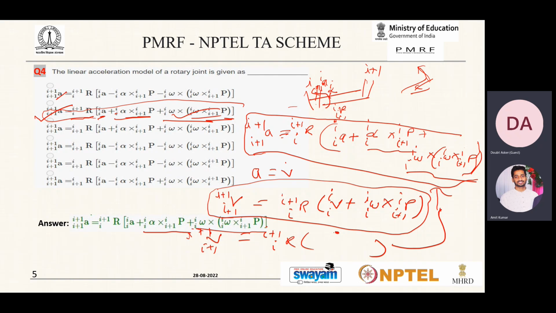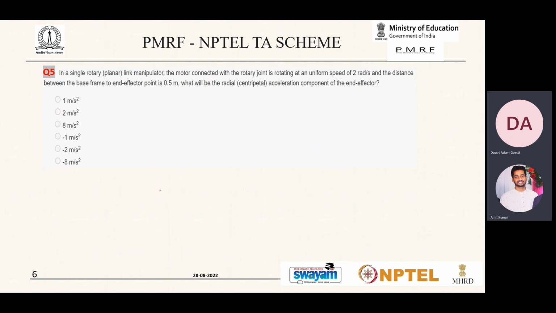Now let us move to the next question, which is about a single rotatory planar link manipulator, where the motor connected with a rotatory joint is rotating at a uniform speed. First, let us draw what is given in the statement. It says a single rotatory; if there is a rotatory, there must be an axis about which it will rotate, right? And it's a single planar. So this must be the base, and here will be some end effector. Now this is rotating with omega, which is 2 radian per second.